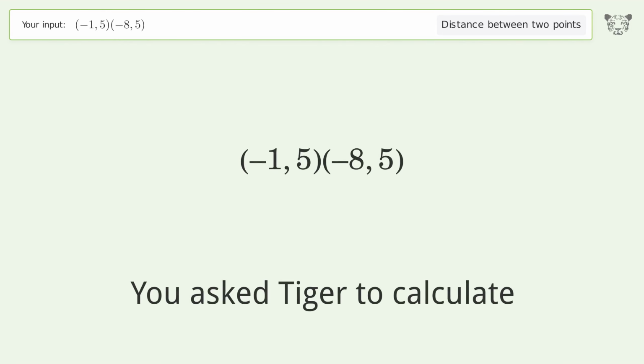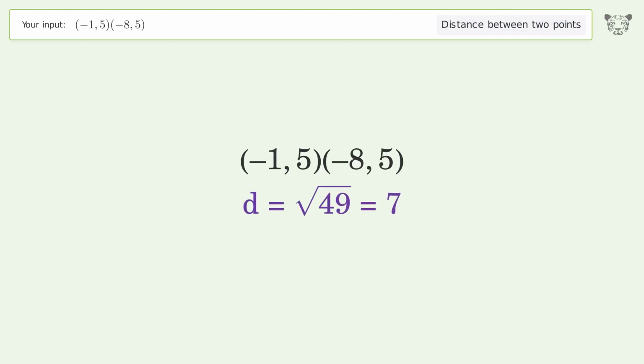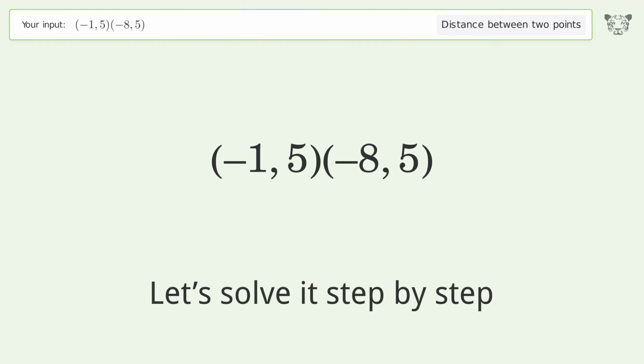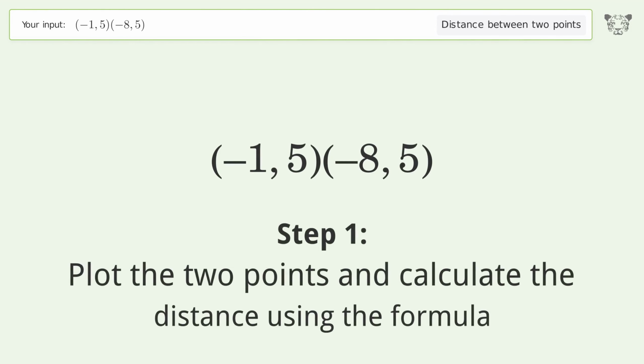You ask Tiger to calculate. This deals with the distance between 2 points. The distance between the 2 points is the square root of 49, or 7. Let's solve it step by step. Plot the 2 points and calculate the distance using the formula.